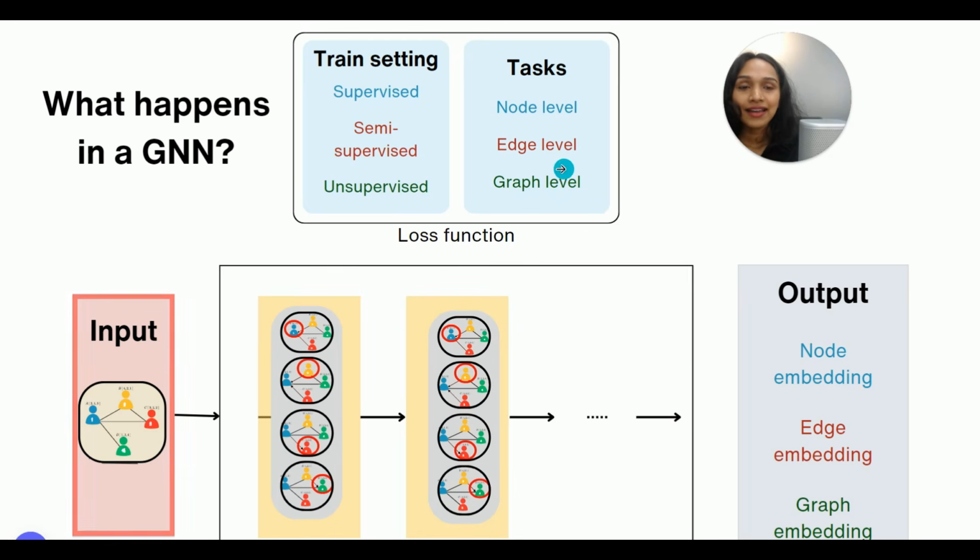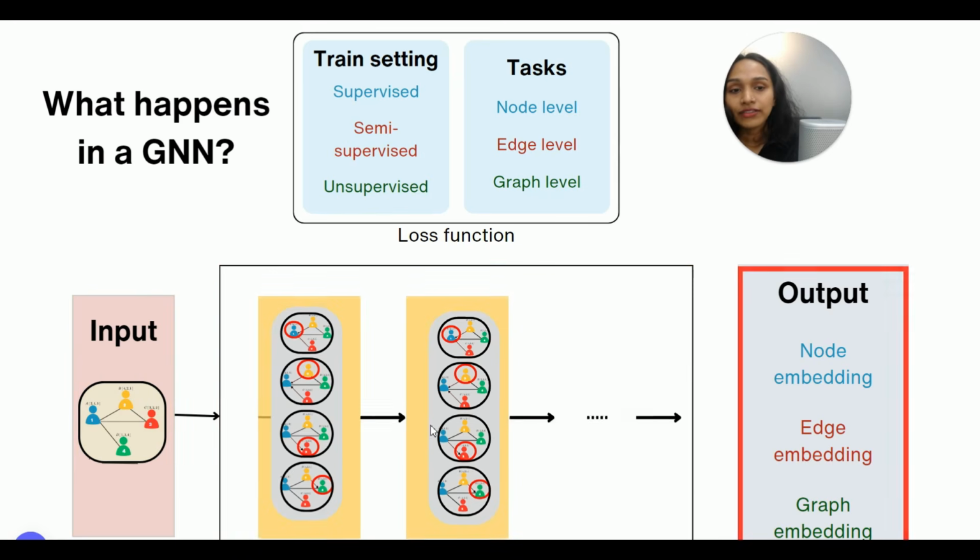So depending on these tasks, and depending on whether our train setting is supervised, which means we know the labels of that graph, semi-supervised, like in the example of smokers and non-smokers, where we had some of the nodes labeled and some of the nodes not labeled, or unsupervised, where all the labels are unlabeled. So depending on this train setting and different tasks, we will decide our output, whether it is a node embedding or edge embedding or a graph embedding. So basically we have an input layer with this social network graph's features, and we have multiple hidden layers, and finally we have the output.